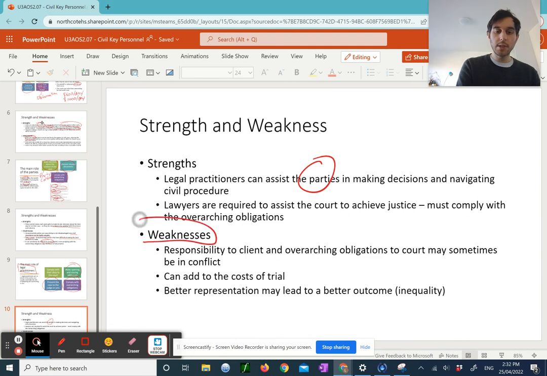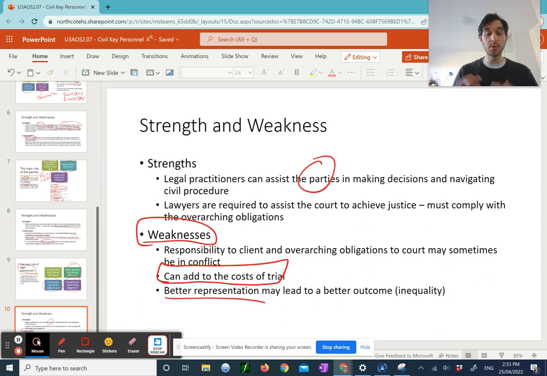On the other hand, some weaknesses. Sometimes the overarching obligations to the court and your responsibility to present the client's case in the best possible light can be in conflict. And if that's the case, then the lawyer has to follow that obligation to the court. Of course, using a lawyer can add to the cost of a trial, and because of this idea of costs and legal fees, better, more expensive representation can lead to one party getting a better outcome than the other, which can create inequality in our system.